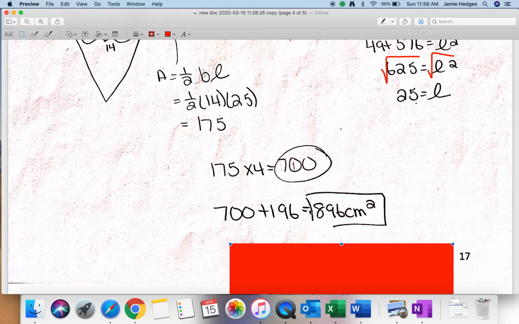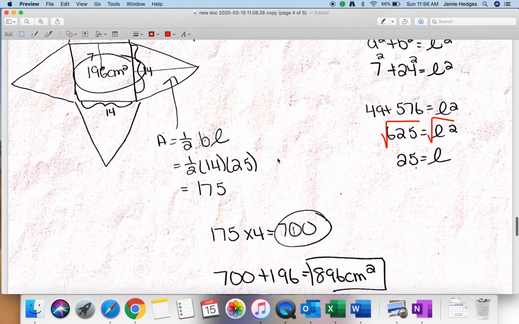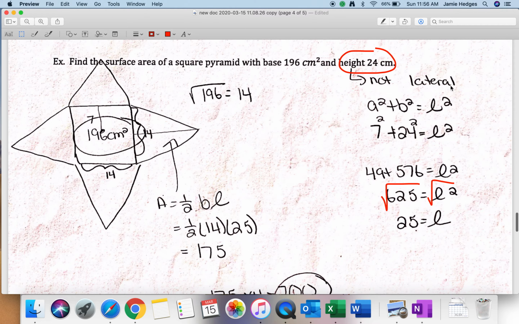896 centimeters squared. Now, if you totally understood that, that's fine. You can go ahead and stop the video. But I know some people have questions about finding this lateral height.